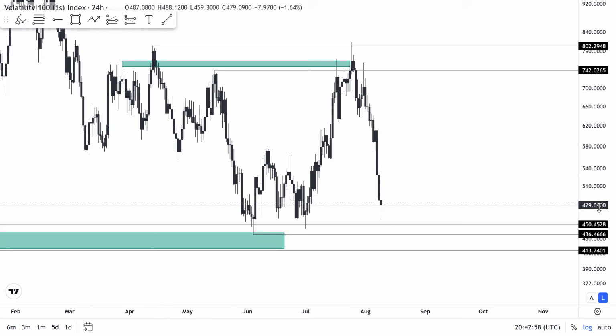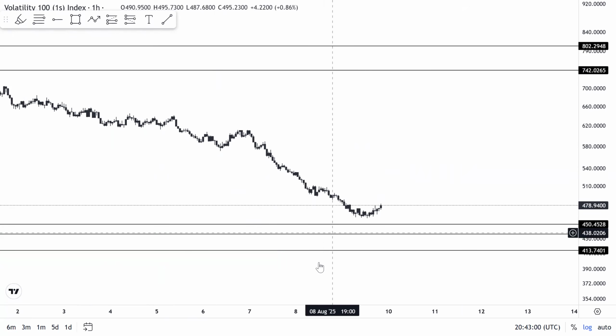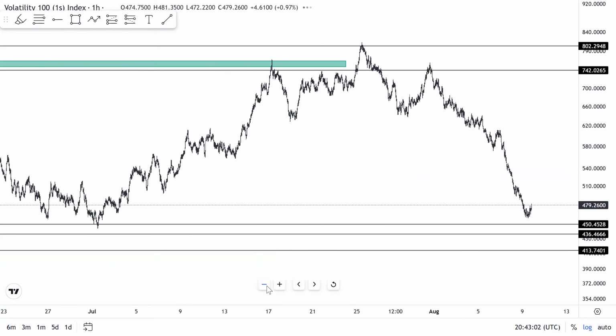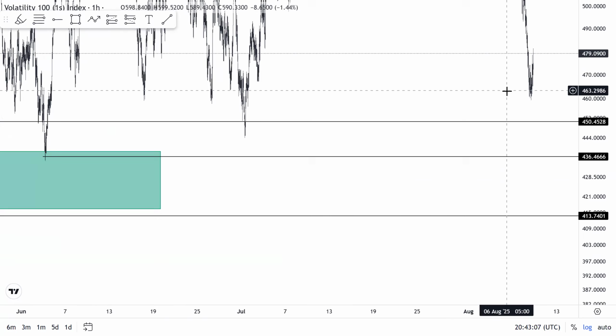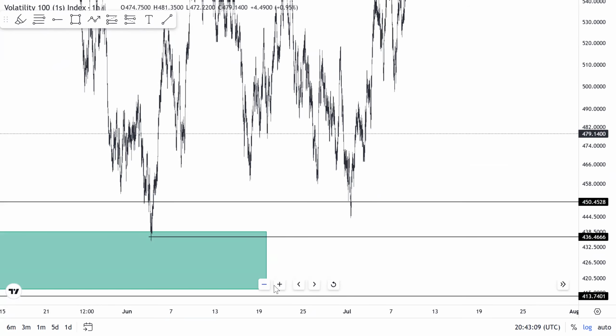Now let's check out the lower time frame. Let's check the 1 hour time frame. Do you guys understand what I just said right now? Yes. So now that's what happened on V100S.